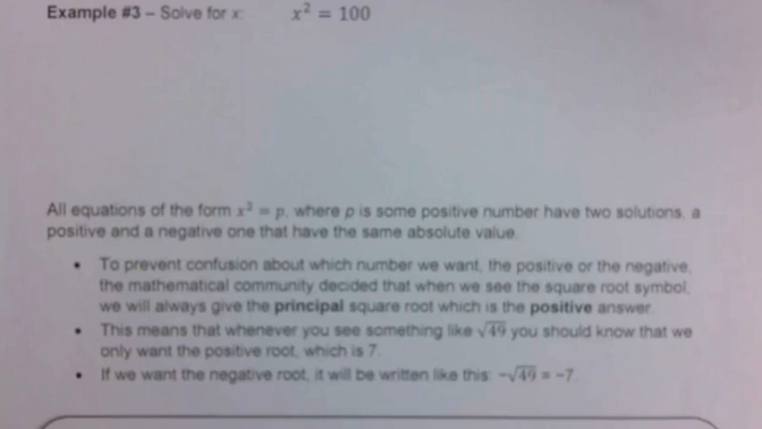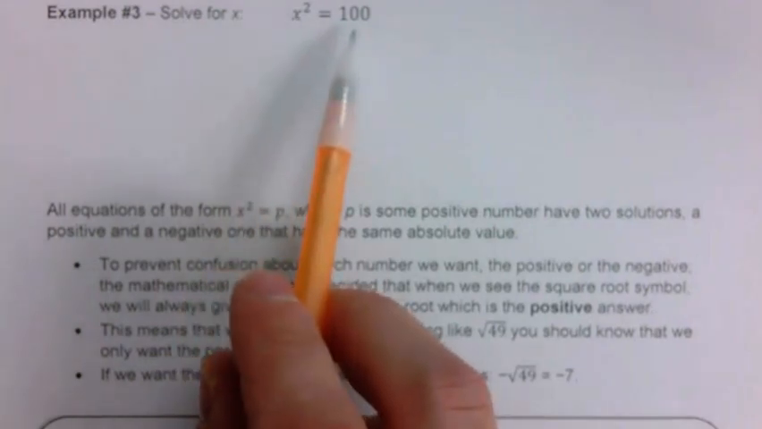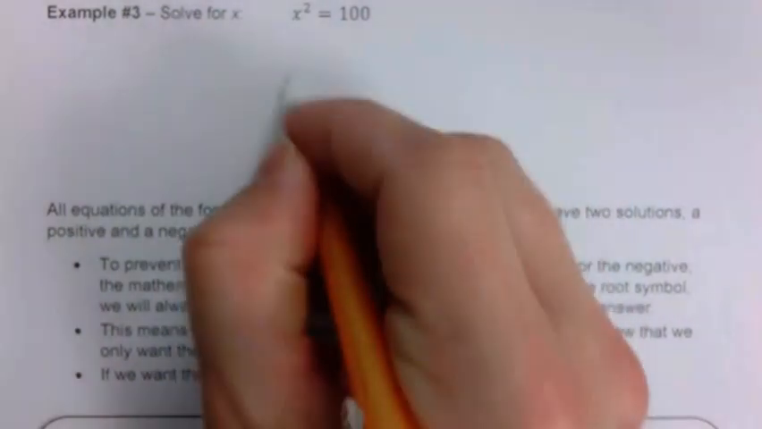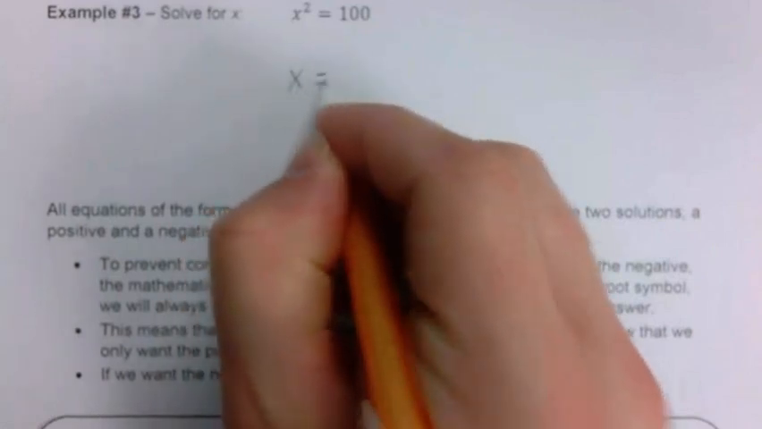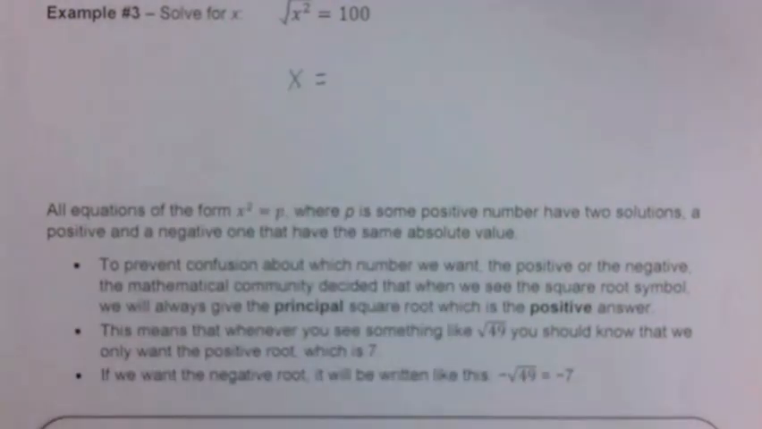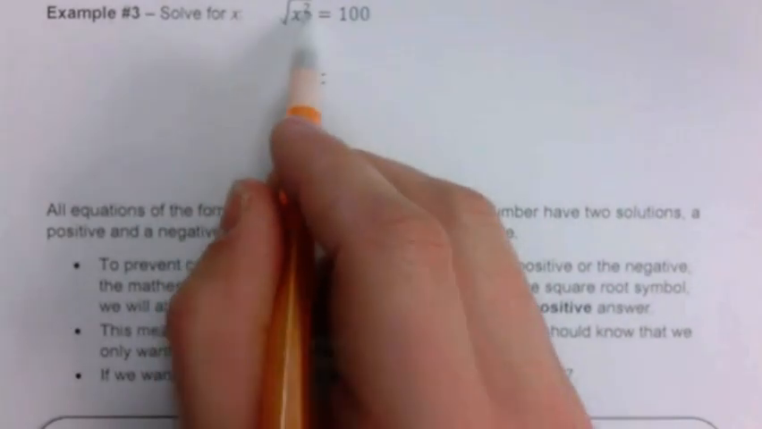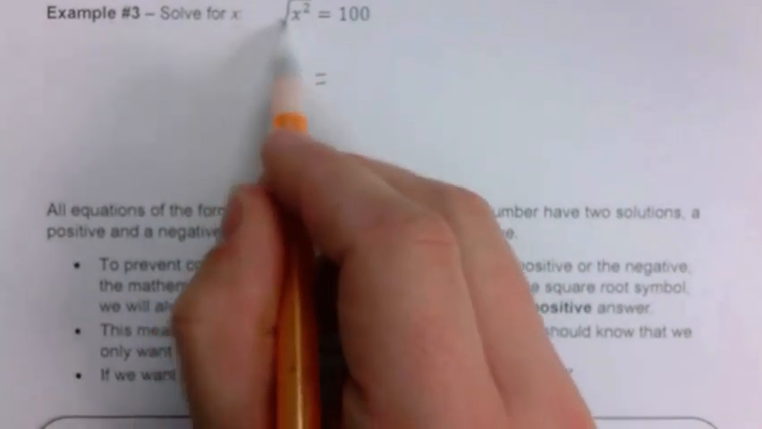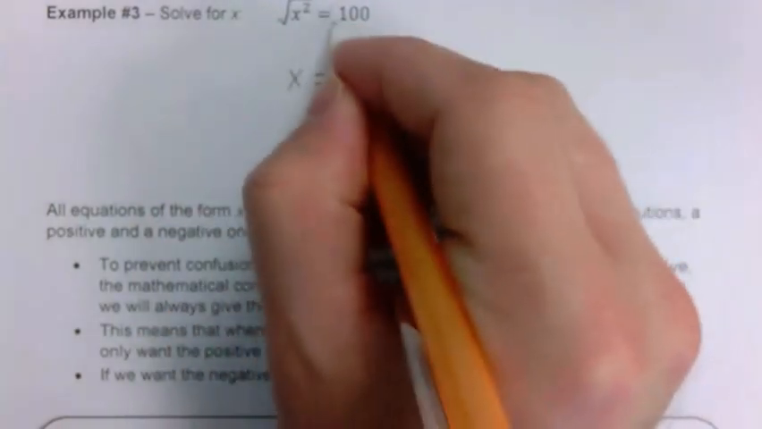In our next example, they want us to solve for x in the equation x squared equals 100. Right now x is being squared and it's equal to 100. To get the value of x, we need to take the square root of x squared. Remember that taking the square root is the inverse of squaring a number. So I need to do the square root of x squared, which means on the other side, because this is an equation, I also need to do the square root of 100.